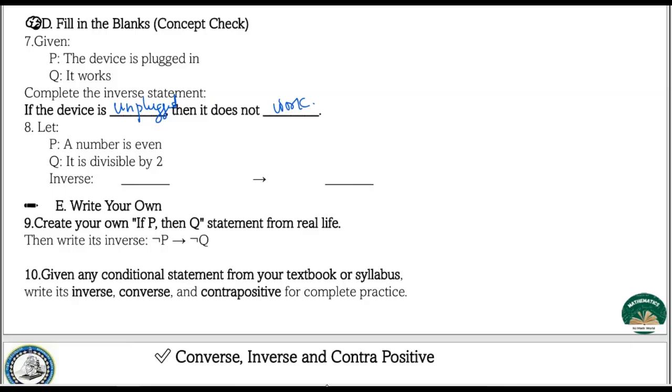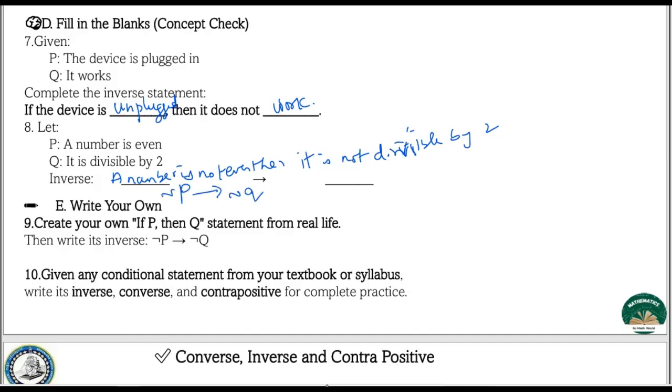A number is even, it is divisible by 2. What will be the inverse? A number is not even, then it is not divisible by 2. So yeah, it will be negation P implies negation Q.